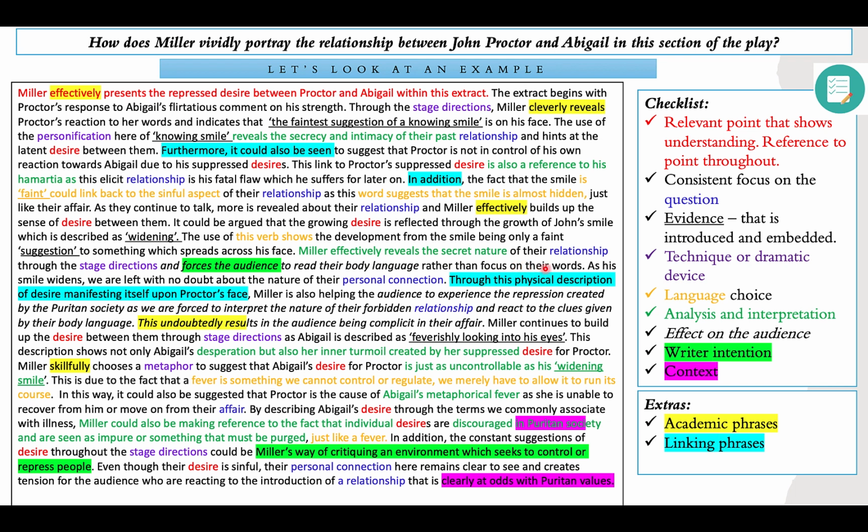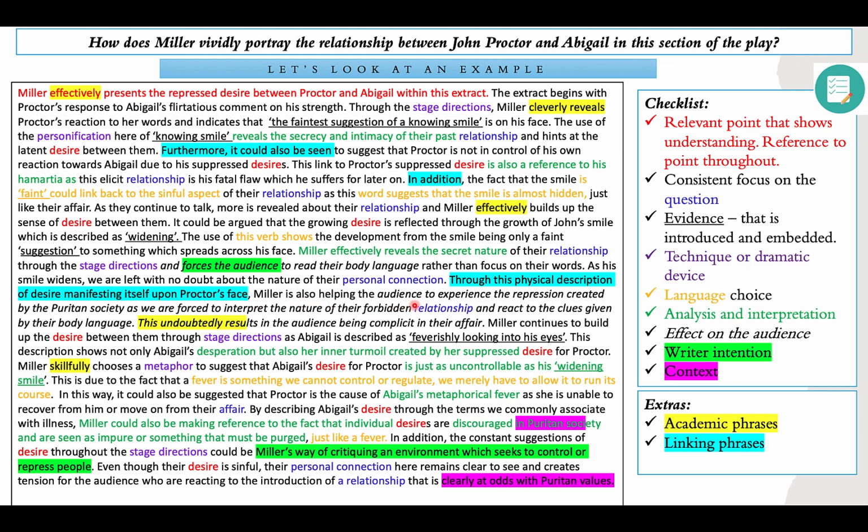So now I'm really analysing the effect of that device and how it's been used and what it shows about their relationship. As his smile widens, we are left with no doubt about the nature of their personal connection, a link back again to the question, which is relationships. Through this physical description of desire manifesting itself on Proctor's face, so here is a transition now. So this is a linking phrase to propel us to the next thing we want to talk about. So we've linked back to the smile.